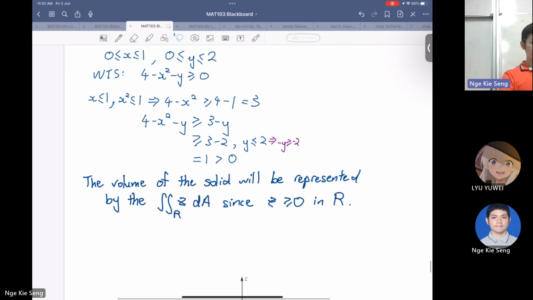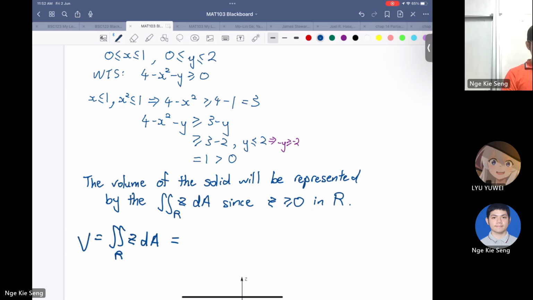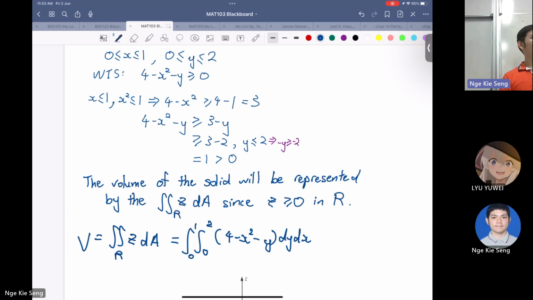Okay, anyone finish computing? Anyone wonder why the dA becomes dy dx? Why does the area element become dy dx? And then continue. Let him finish. Are you finished? Okay, what do you want to add?